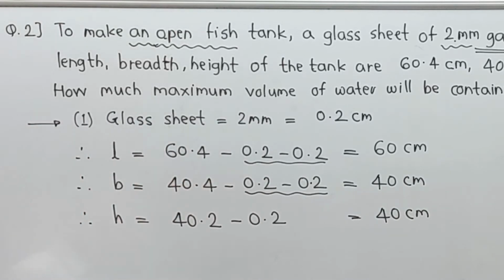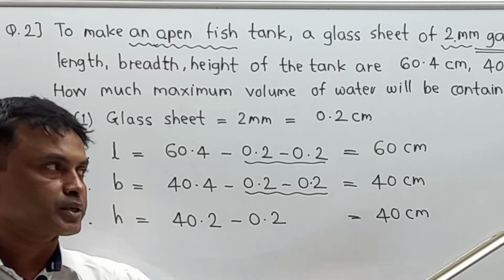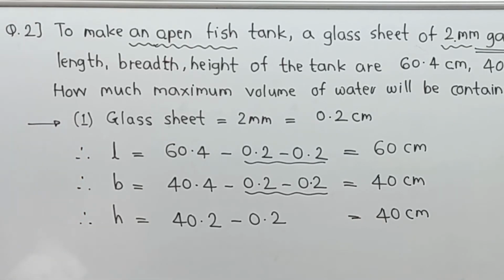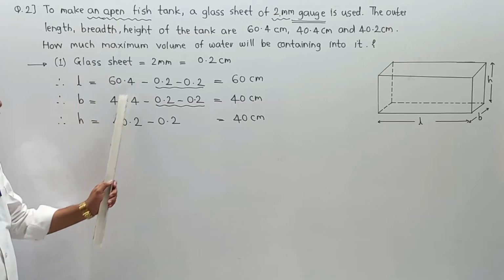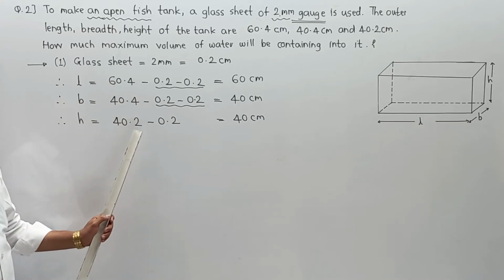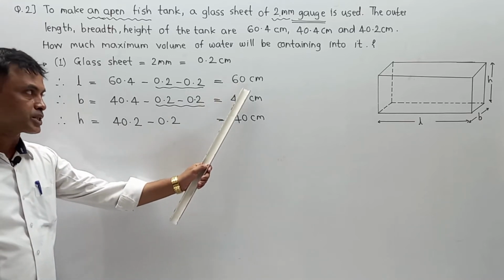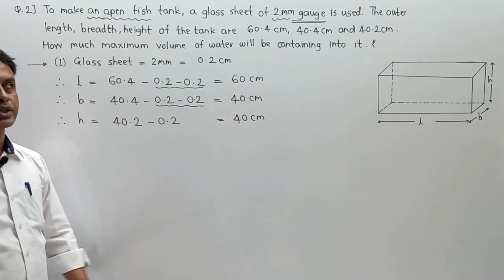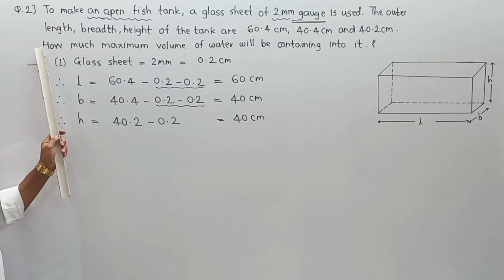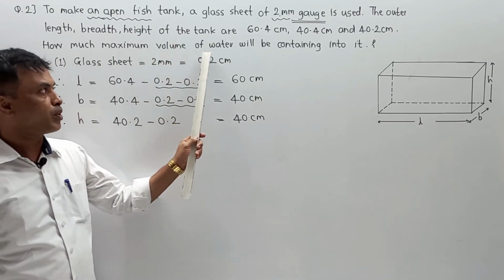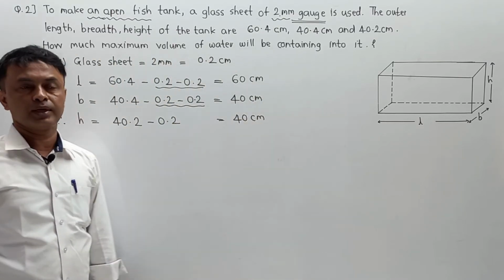And this is nothing but the calculated value of length, breadth and height for our respective cuboid. For this cuboid, we have to take these values into calculation, not 60.4, 40.4 and 40.2. We have to take 60 centimeter, 40 centimeter and 40 centimeter. Now the question is how much maximum volume of water will be contained in it.